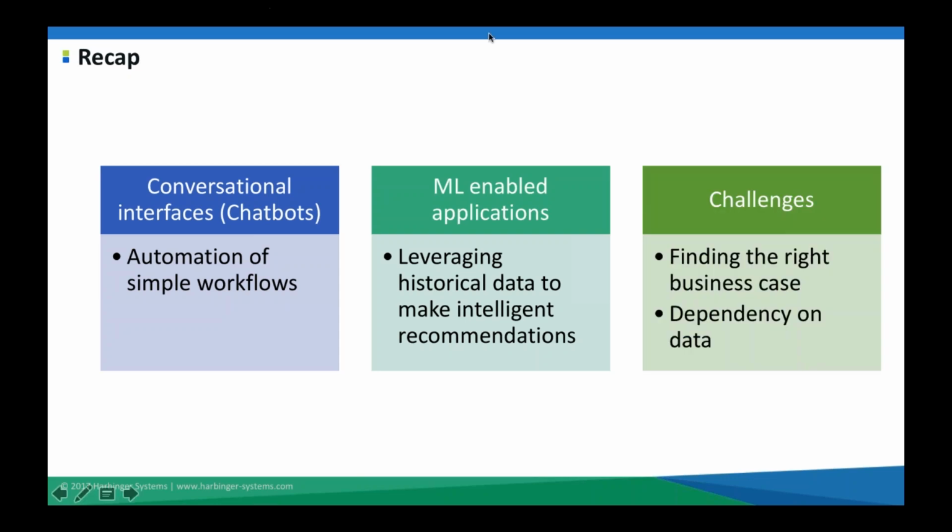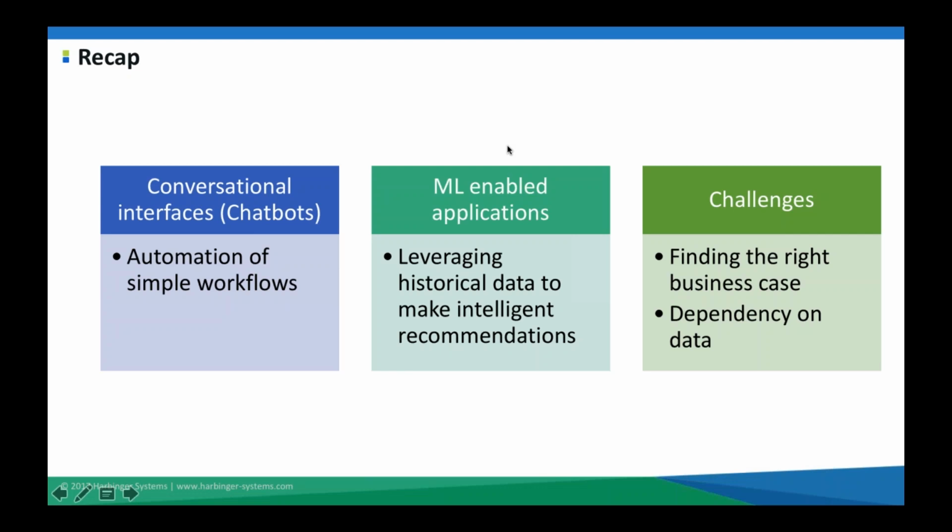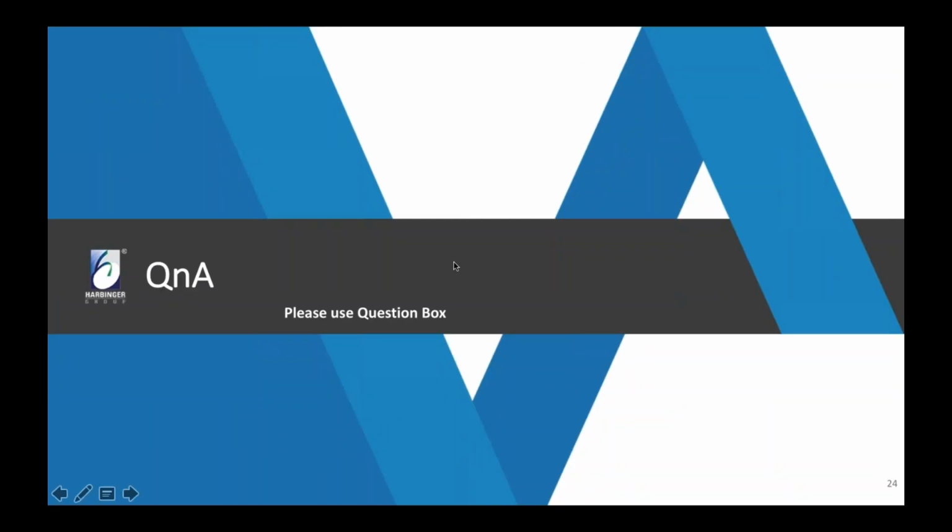On the challenges side, what you need to look at is finding the right business case, and some of you have already identified that. The other thing is, AI and machine learning is very much dependent on data. So unless you have great data, that's going to be a challenge for the effectiveness of your app. So that concludes our presentation, but we are still here for a few minutes for Q&A.